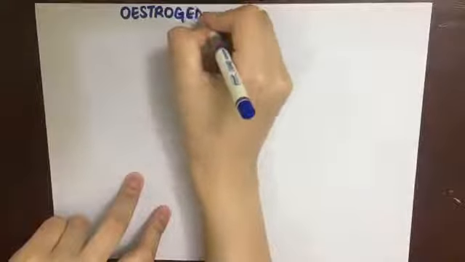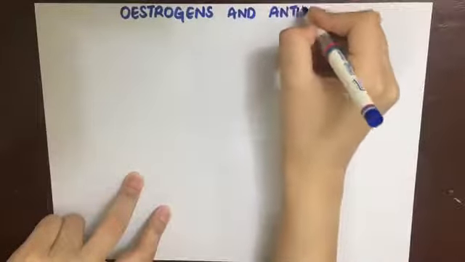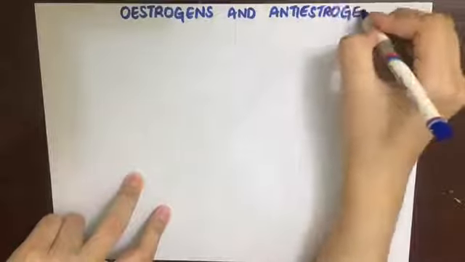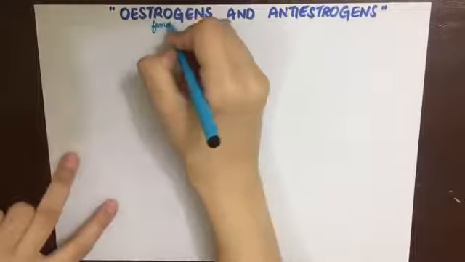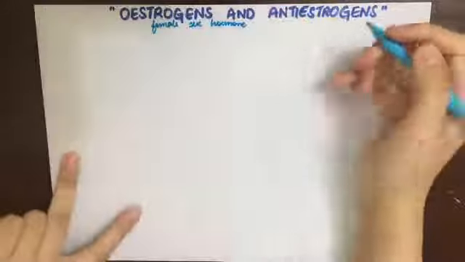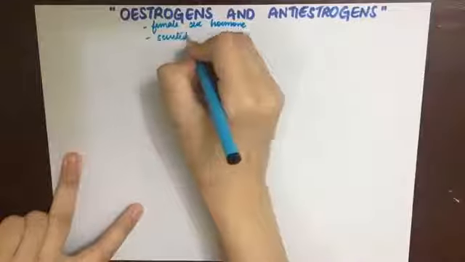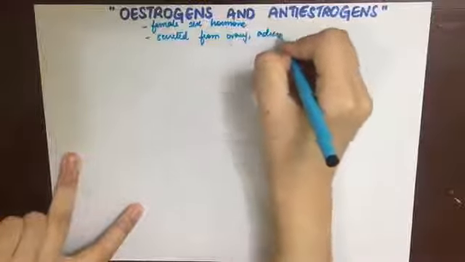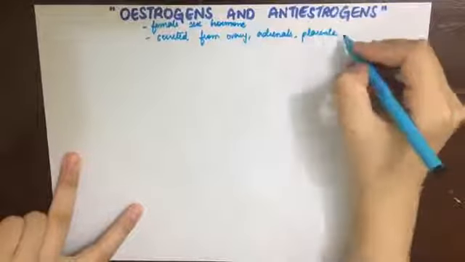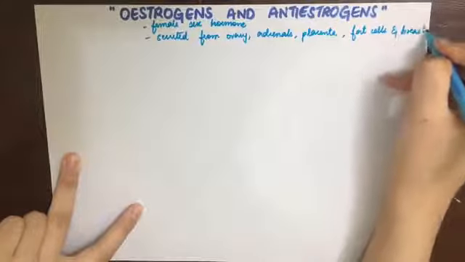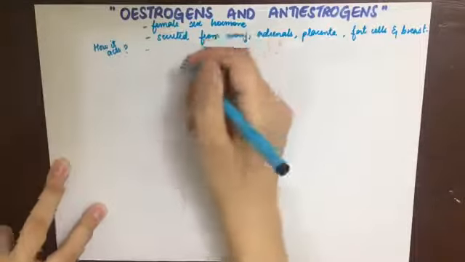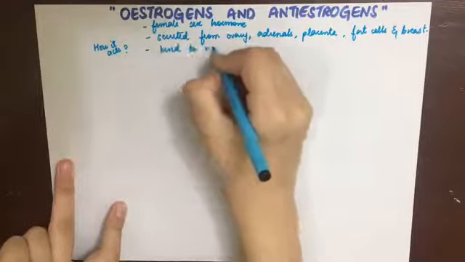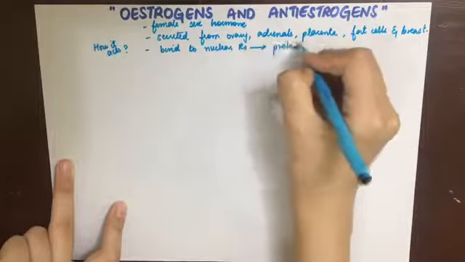In this lecture, we'll talk about estrogens and anti-estrogens. Now, we know that estrogen is a naturally occurring female reproductive hormone which is mainly secreted from the ovaries, the adrenal glands, placenta, and to some extent from fat cells and breast tissue. Now, estrogen has a wide variety of functions, and how it acts is by binding to the nuclear receptors and regulating protein synthesis like all steroid hormones do.